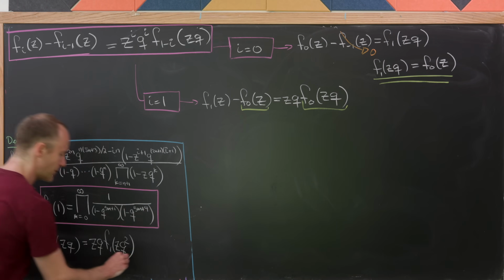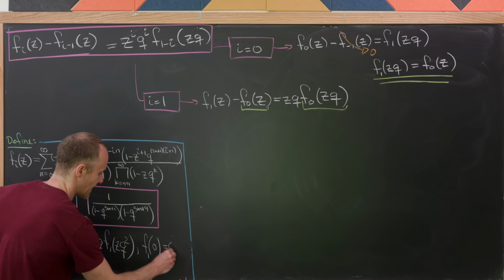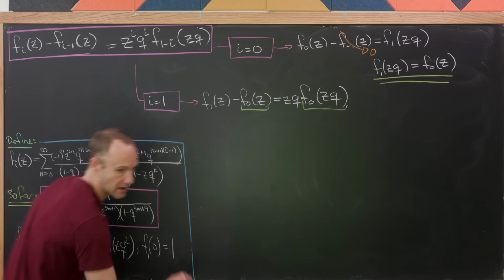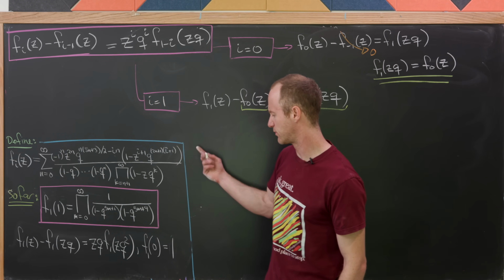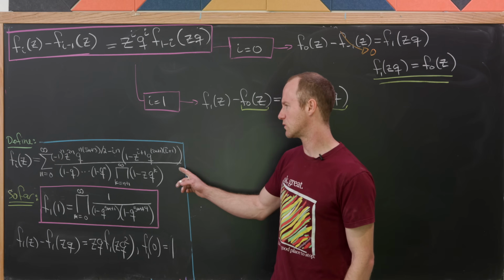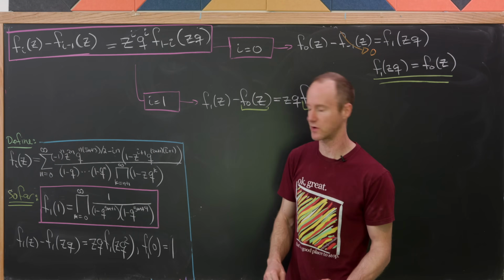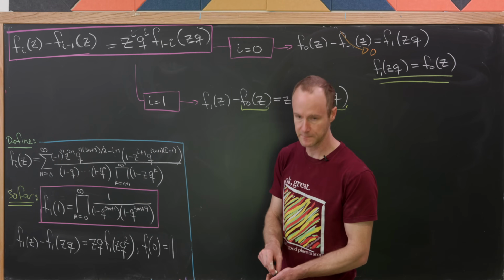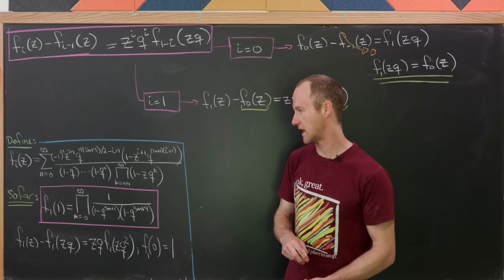And then, I'm going to point something else out, and that is that f sub 1 of 0 is in fact equal to the number 1. You can check that simply by plugging in z equals 0 into this thing, and observe that everything collapses down to the 0th term, which is equal to 1.